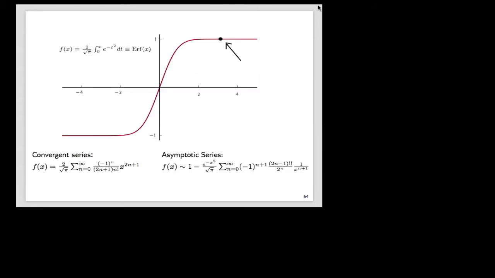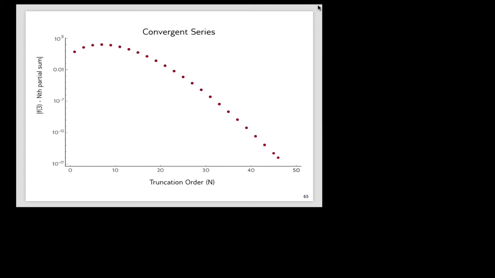So let me just show you how this gives you an explanation. Here's a nice function that we might try to represent with a series. And what we're going to do is compare 2 different expansions and how well the two different series represent the function. One is convergent, and one is asymptotic. So here's the convergent series. What's plotted is the differences between the exact value of the function and the nth partial sum of the perturbative expansion as a function of how many terms of the expansion are included.